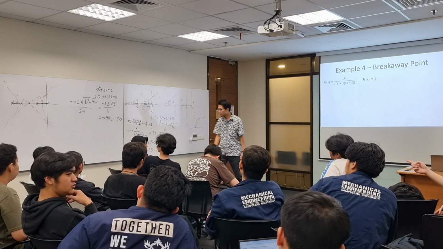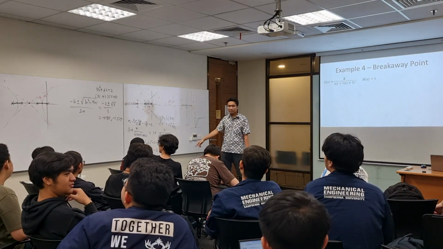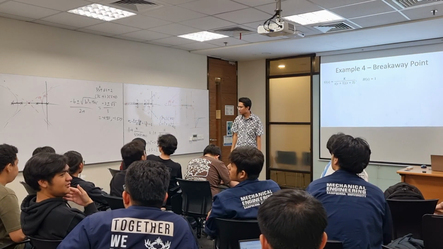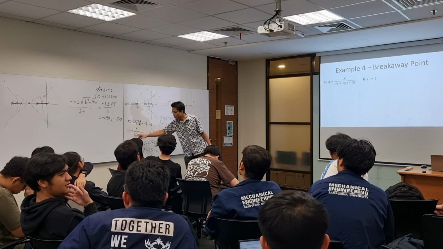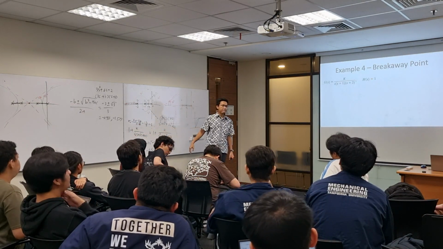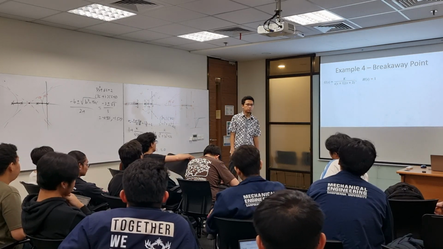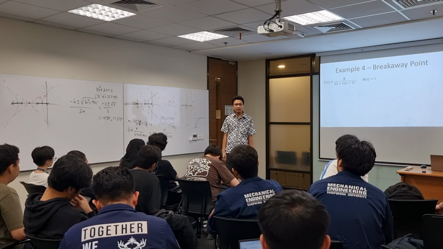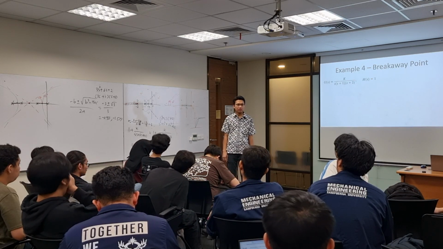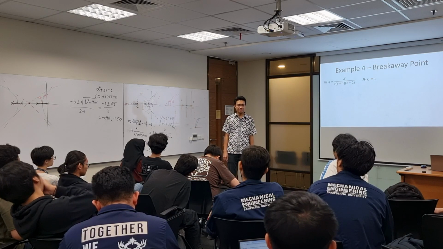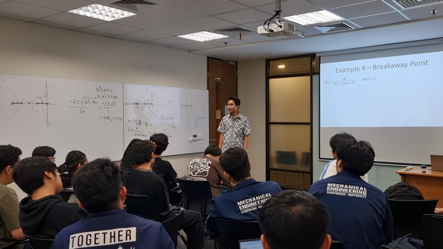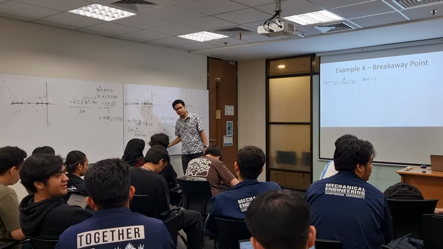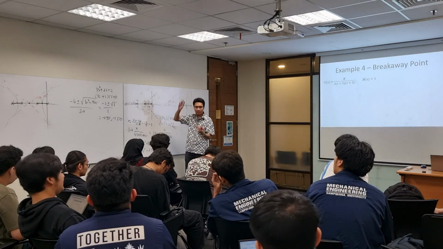Now the breakaway point. First, I will get 1 plus k, the denominator of the closed loop, only the denominator. Then we isolate the k and take the derivative. We need to find the gradient of the slope of this function. When the gradient is 0, then it will bounce back.